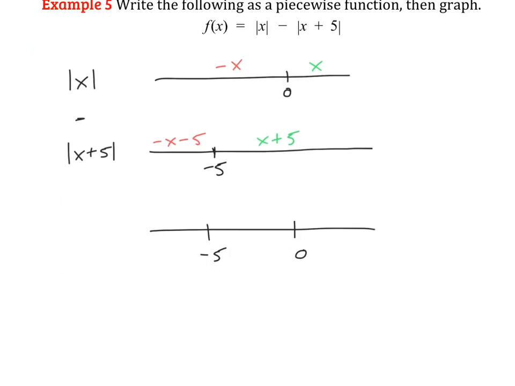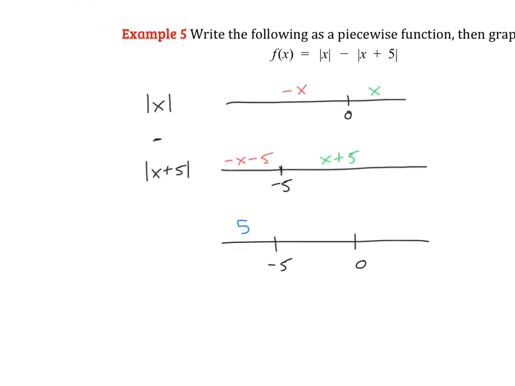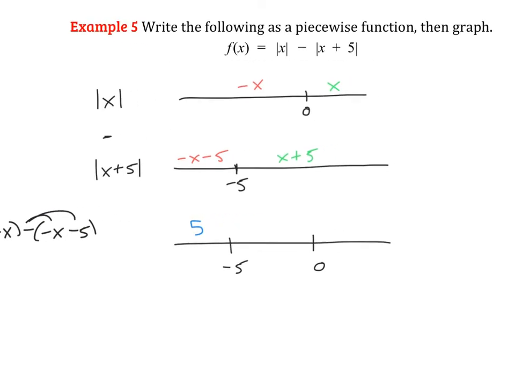So remember, again, we are subtracting. So for this first interval to the left of negative 5, I'm doing negative x minus negative x, which gives you 0, and then minus negative 5, which gives you 5. So be really, really careful. If you need to, you can even show it out on the side. So we have negative x minus negative x minus 5. If you distribute, we have negative x plus x plus 5. So be really careful, we are subtracting.